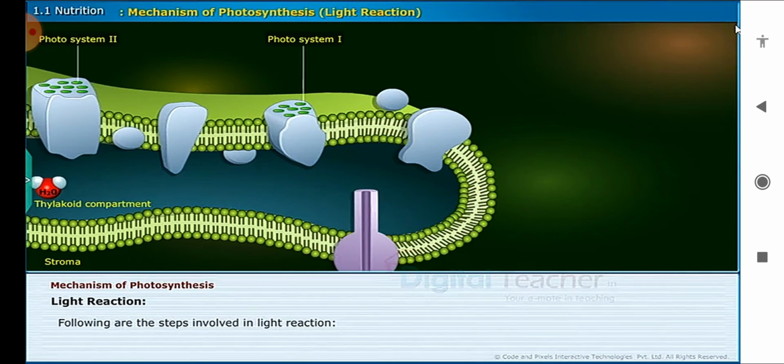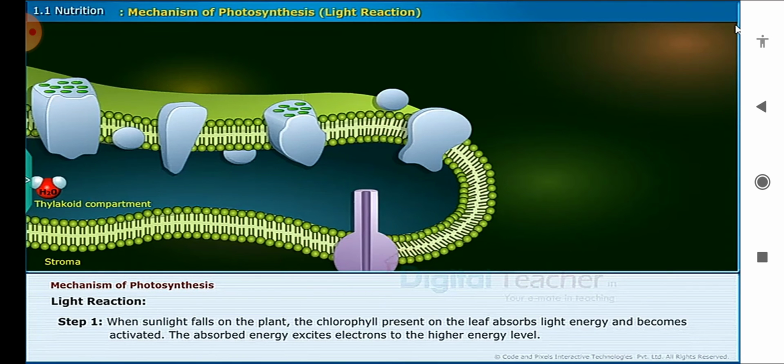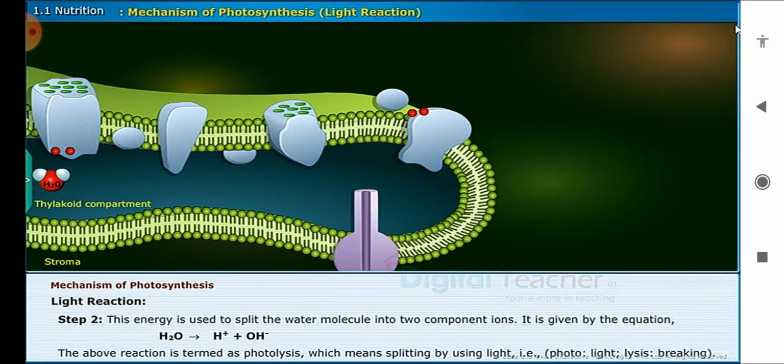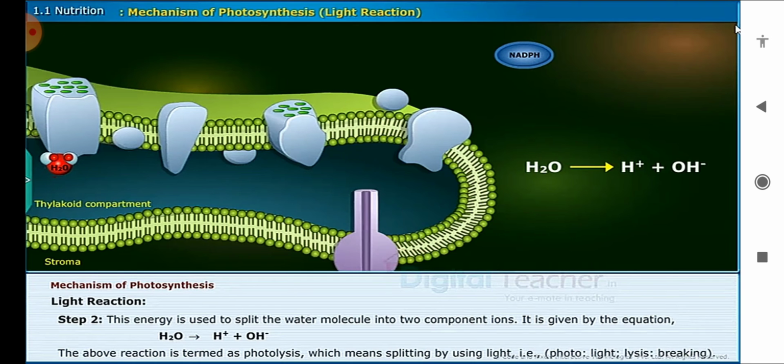Following are the steps involved in light reaction. Step 1. When sunlight falls on the plant, the chlorophyll present on the leaf absorbs light energy and becomes activated. The absorbed energy excites electrons to a higher energy level. Step 2. This energy is used to split the water molecule into two component ions. It is given by the equation shown on the screen. The above reaction is termed photolysis, which means splitting by using light. That is photo, light, lysis, breaking.